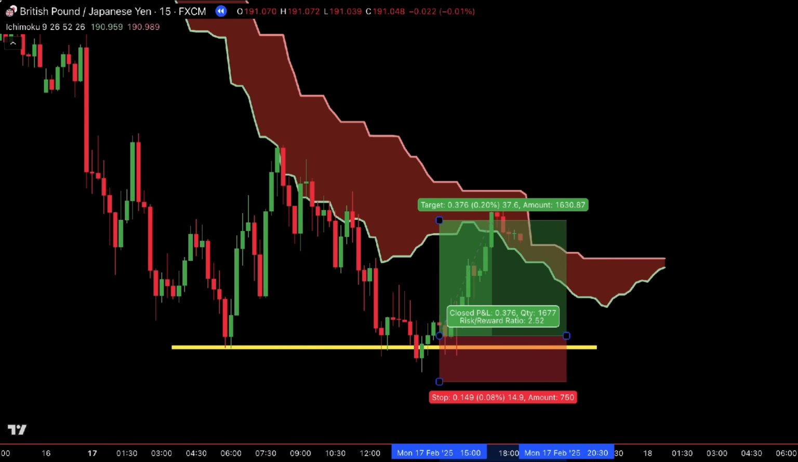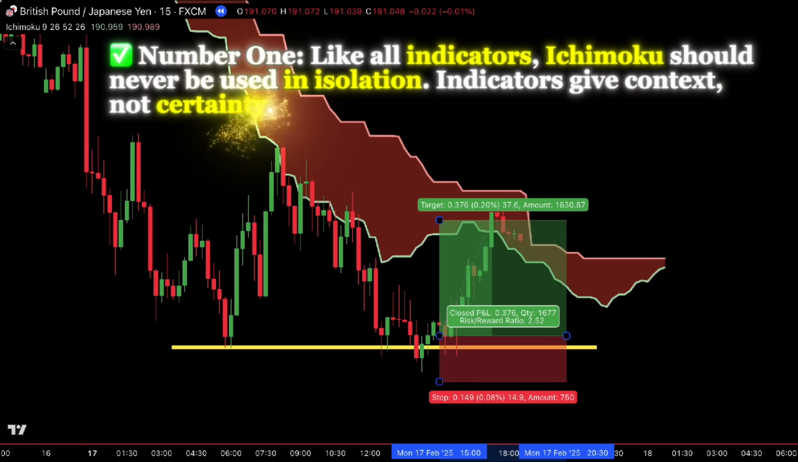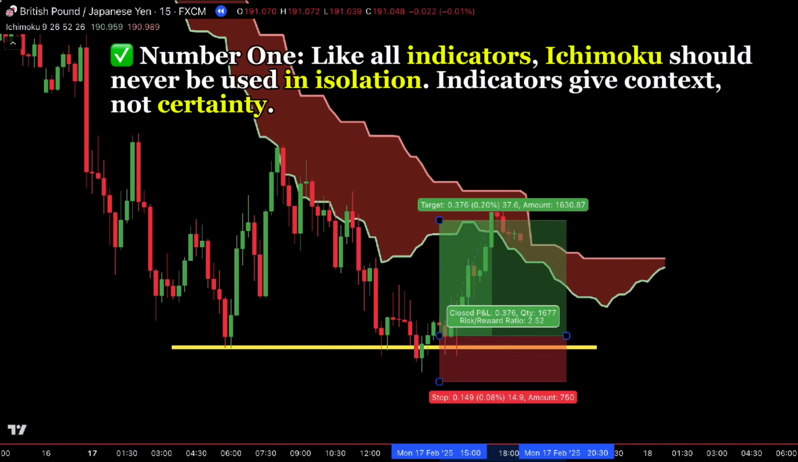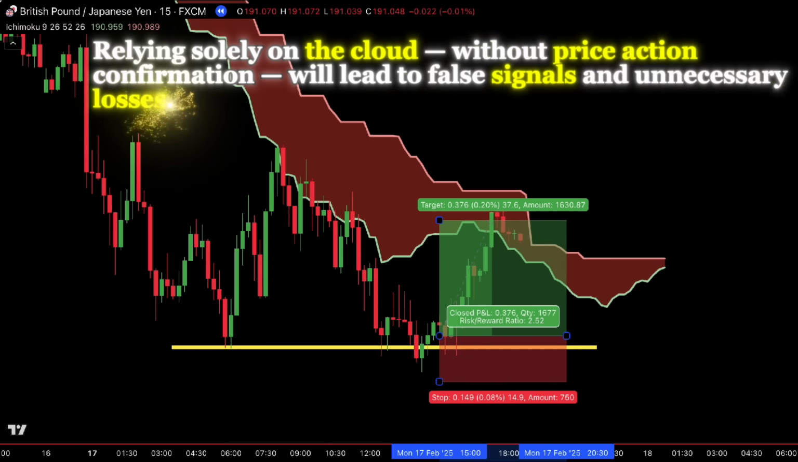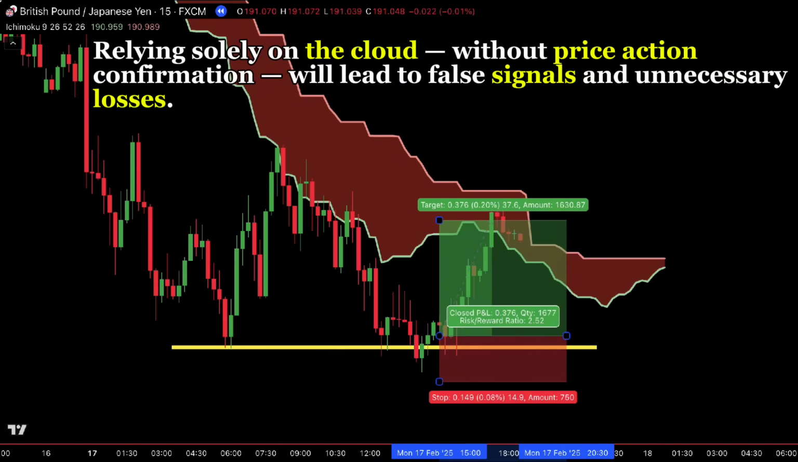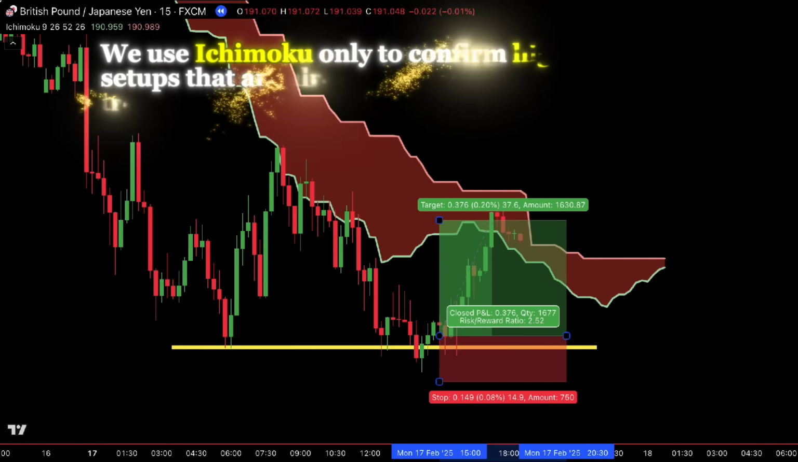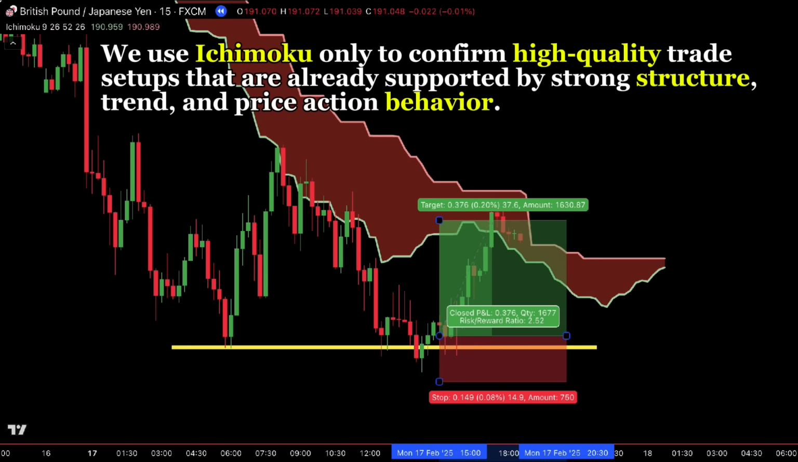Before we jump into the Ichimoku strategy section, here are 3 key points to remember. Number 1. Like all indicators, Ichimoku should never be used in isolation. Indicators give context, not certainty. Relying solely on the cloud without price action confirmation will lead to false signals and unnecessary losses. We use Ichimoku only to confirm high-quality trade setups that are already supported by strong structure, trend, and price action behavior.